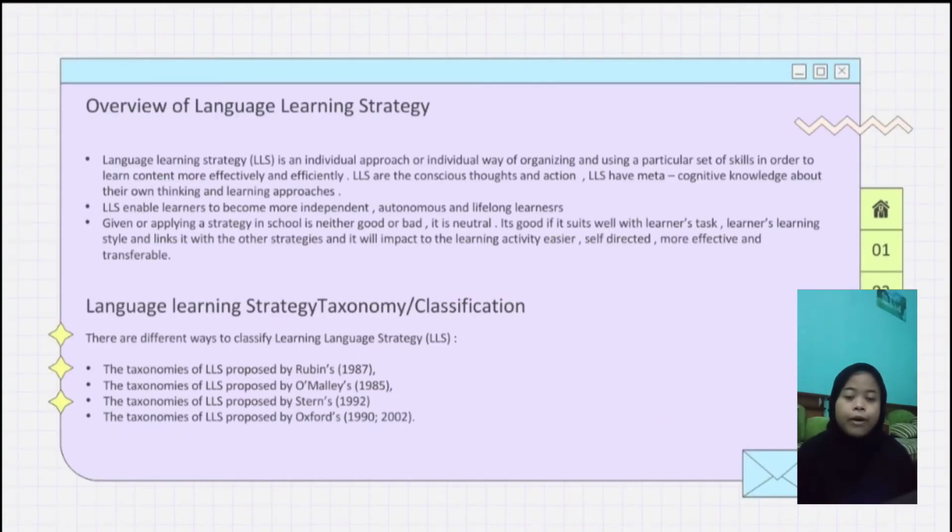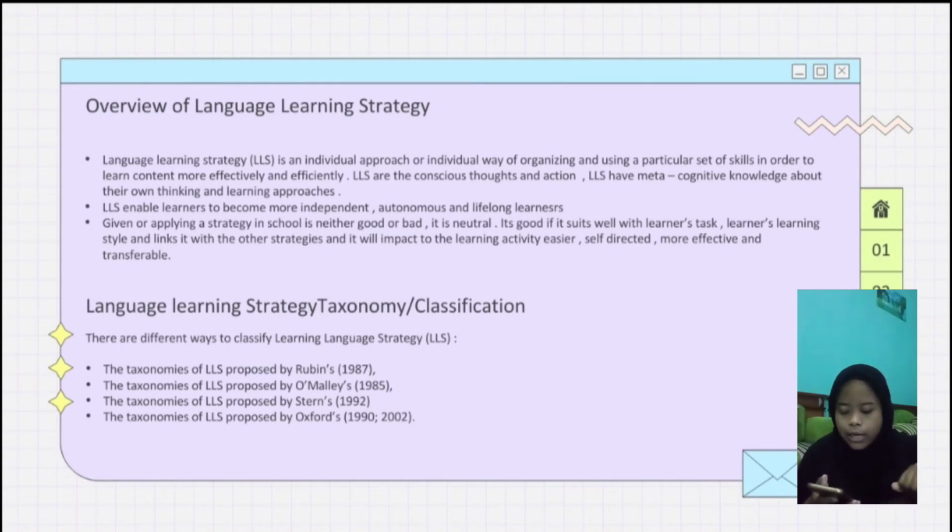So today we have a presentation that explains the third chapter in this section. The title of this chapter is Language Learning Strategy. Let's go to the first slide. The first outline in the chapter is the overview of language learning strategy.